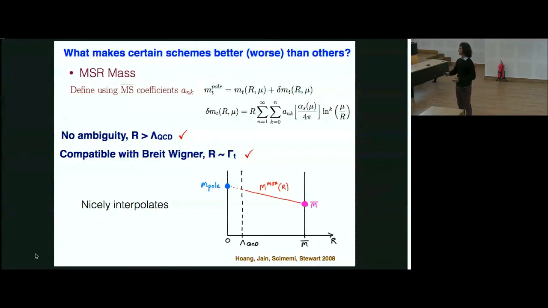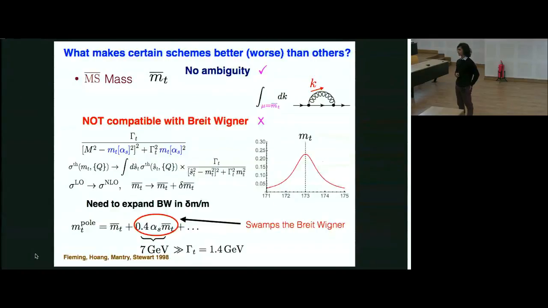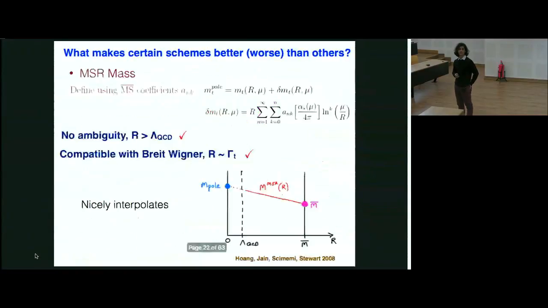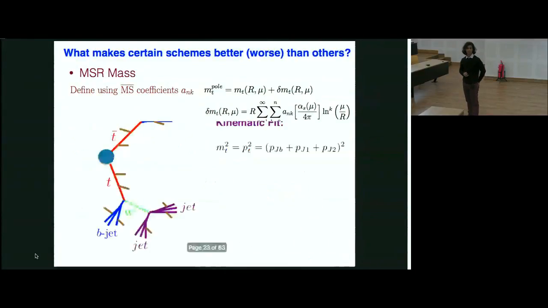You do your calculation in dimensional regularization. You drop all the 1 over epsilon poles. You keep the finite part. And those finite parts, it's a series in alpha. And those coefficients, I'm just directly using them here. Yes. So over here, my mu will go all the way up to R. And it doesn't spoil the power counting if I make sure my R is order gamma T.